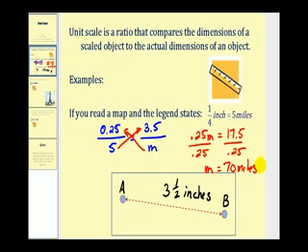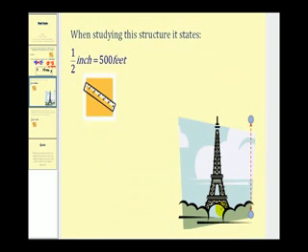Let's go and take a look at another example. Here we have a scaled diagram of a tower, and it states that 1/2 inch is equal to 500 feet. Well, let's say that we measure the height of this tower with a ruler, and it's 2 1/4 inches. And now we can use this unit scale and this measurement here to determine the actual height of this tower. So we're going to set up two ratios to perform a proportion, and then solve by performing cross products. So the first ratio is 1/2 inch to 500 feet.